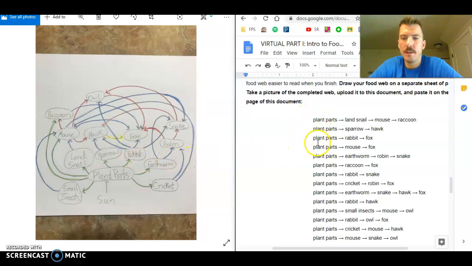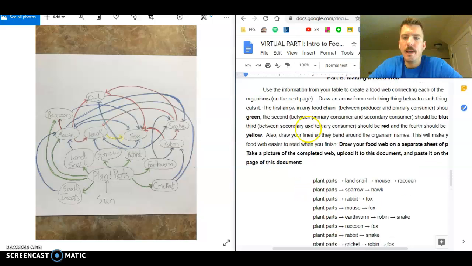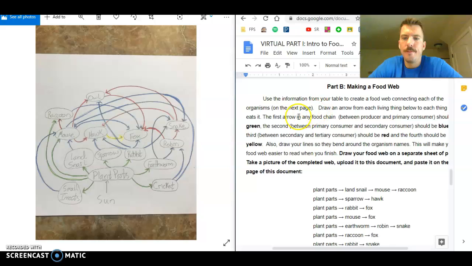Number one, look at all these food chains. They're starting with the same thing. Just like in part A, how algae was the producer at the base of our food web, plant parts. Look at everything branching out from plant parts. I should see plant parts here as your producer. It's the only producer in any of these food chains. Directions say the first arrow in any food chain between producer and primary consumer should be green.